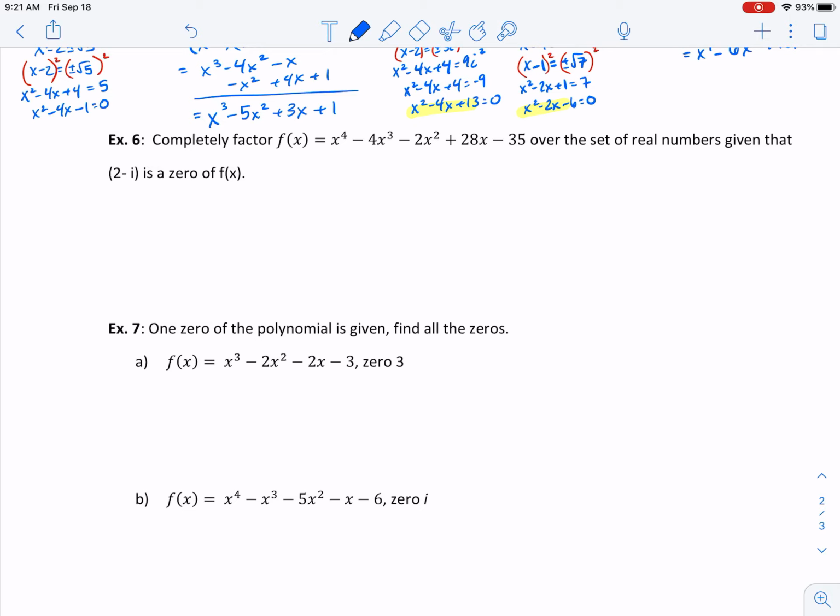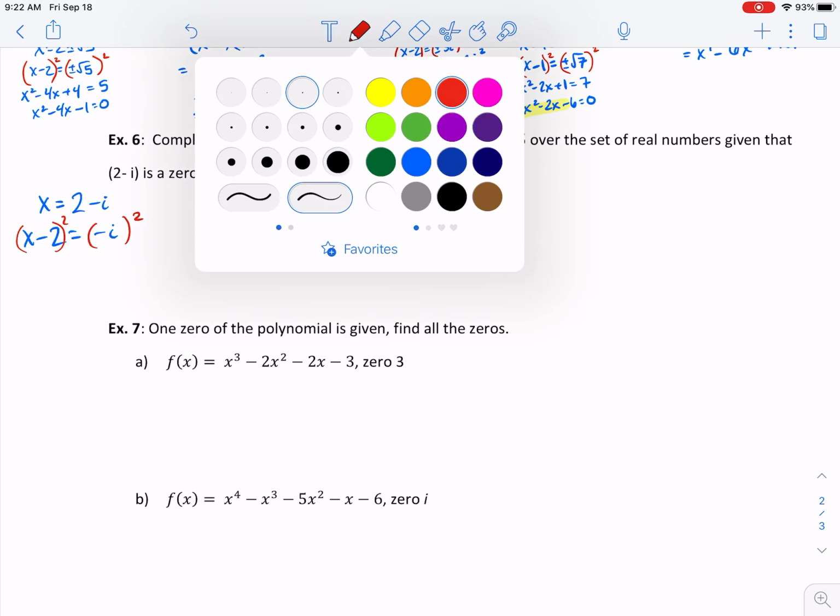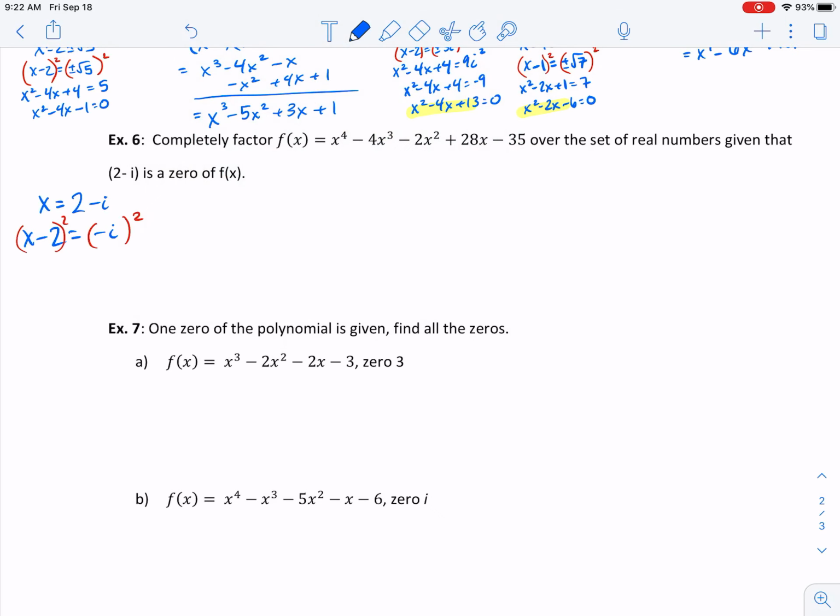On this one, if 2 minus I is a 0, then we know, and notice that none of the coefficients have an imaginary number, so that 2 minus I had to travel with a buddy. It would also have traveled with 2 plus I. I sure like the number 2. I think all of my problems involve the number 2 somewhere. So I keep getting the same numbers, but we're fine. I tried to keep them small.